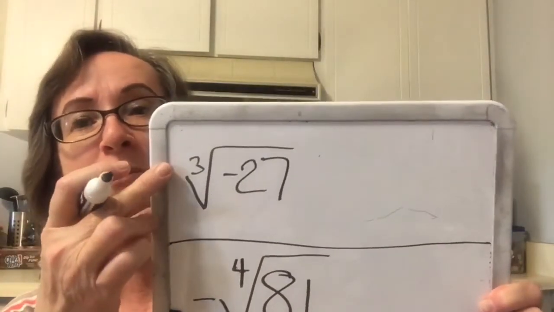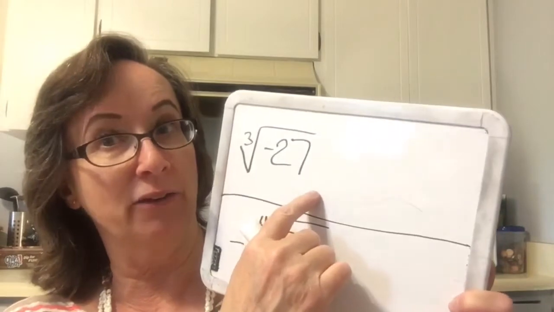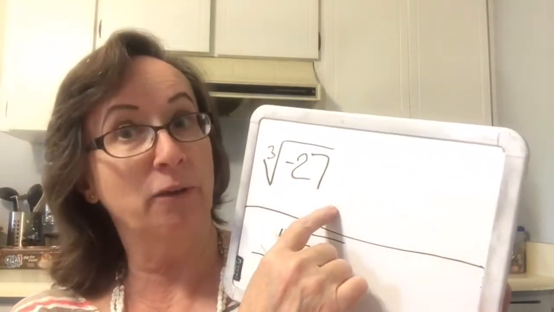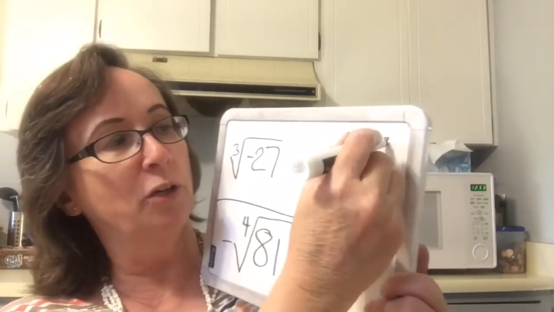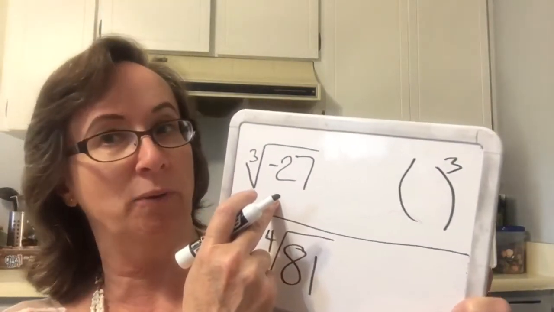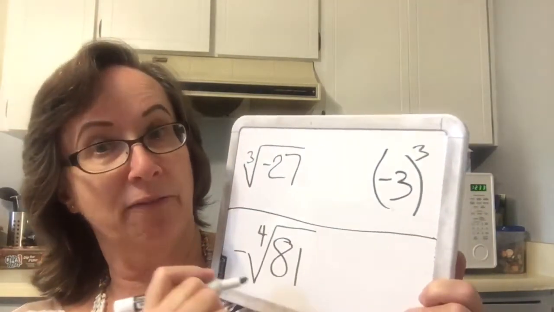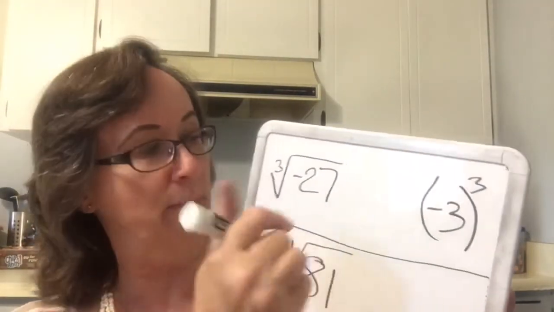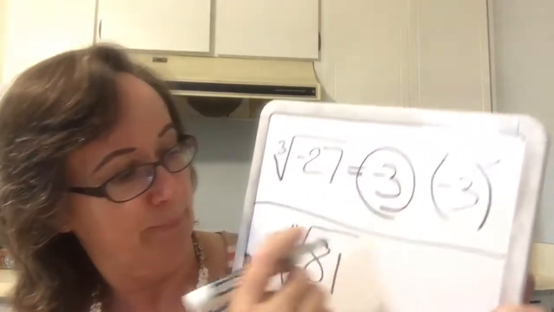So here's a cubed root, and -27 is underneath the radical. There is a real number that will cube. Something cubed will give me -27, and that is a -3. -3 times -3 times -3 gives me -27, so the answer is -3.